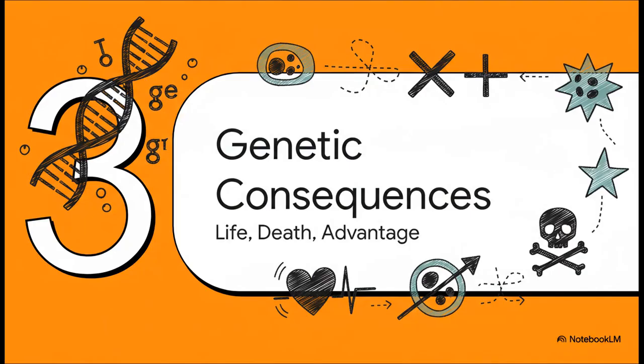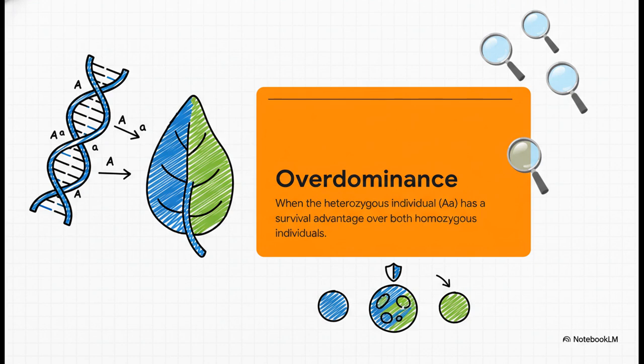So now that we've got the basics down, let's look at some of the really dramatic, high-stakes consequences. Because these interactions aren't just about what color a rabbit is. Sometimes it's literally a matter of life and death. Let's start with a really cool concept called overdominance. You might also hear it called heterozygote advantage. This is a wild situation where having 2 different alleles for a gene is actually better for your survival than having 2 copies of the same allele.